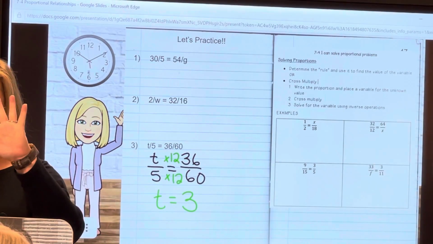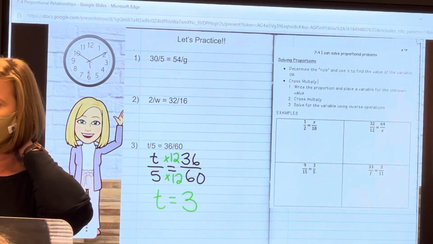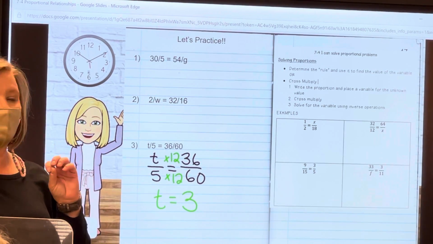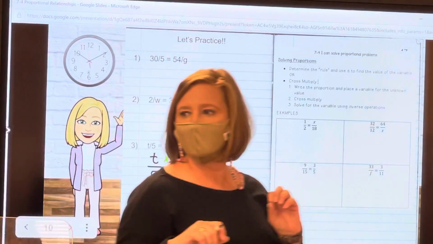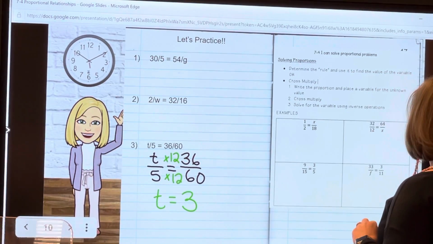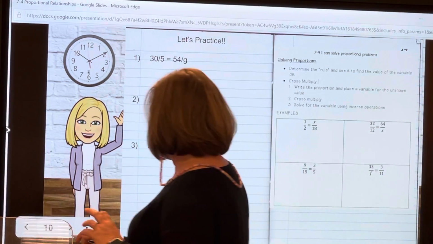Alright, I want a fist of 5 of how comfortable you feel right now figuring out what the variable is. Now I get it. I just want you to show me. Okay, I'm waiting on you. Yeah. What, Josh? We're in the muddy water? Well, we got to get out of that muddy water.